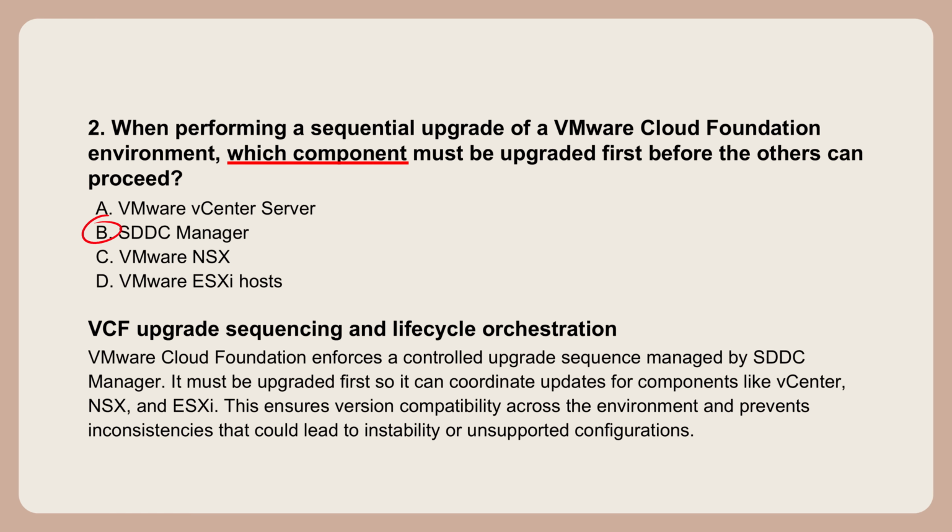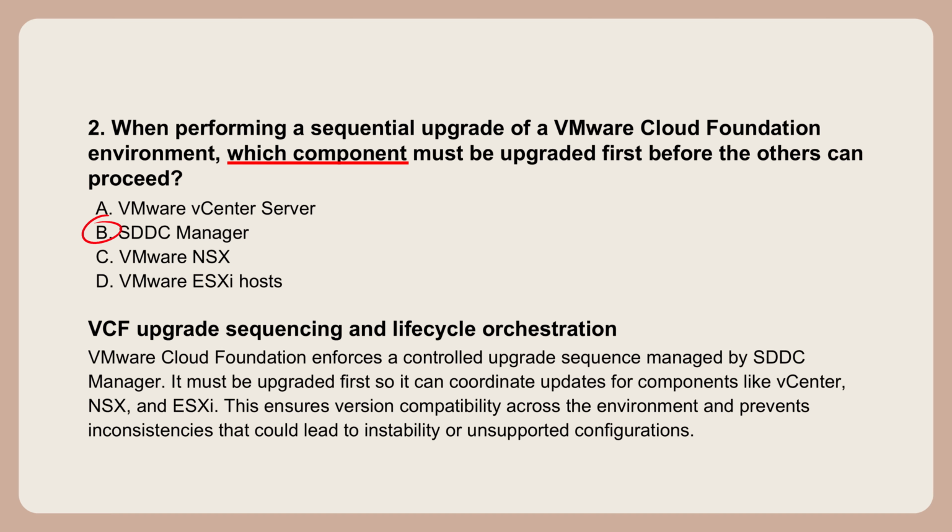So why can't I just go patch an ESXi host if there's a critical security flaw? Why is option D wrong? Because if you upgrade an ESXi host or vCenter or NSX first, options A, C, and D, you are upgrading the agents before you upgrade the brain that manages them. The SDDC Manager contains the validated compatibility matrix. It knows exactly which versions of vCenter work with which versions of NSX.